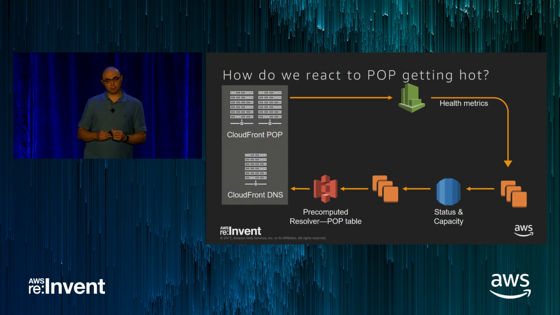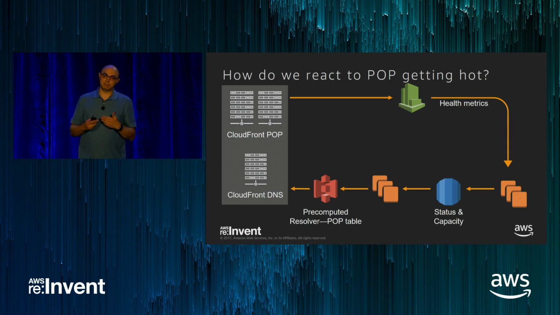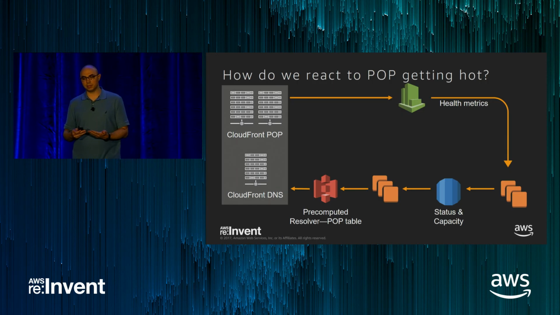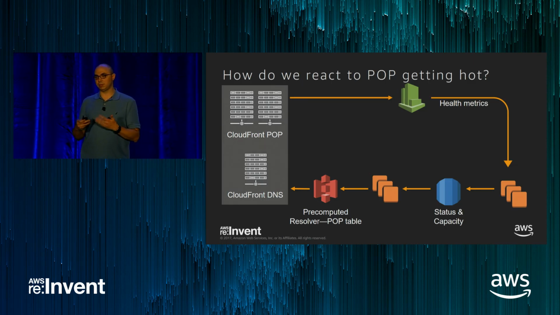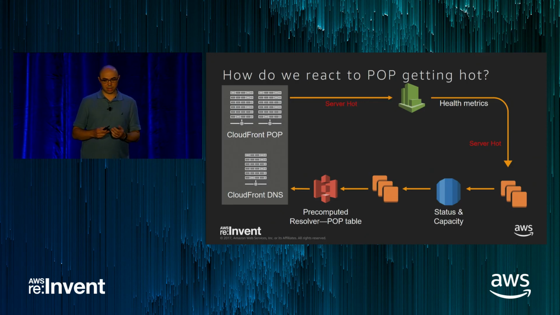How do you react to a pop getting hot? By getting hot, I mean getting more requests per second than it can handle, or by getting closer to what would be the proper limit of it handling requests with an acceptable level of performance. So this is how it happens.